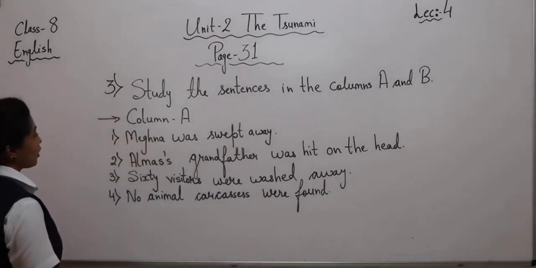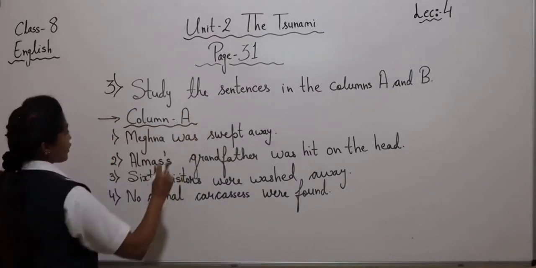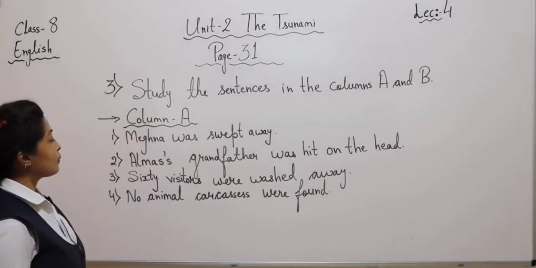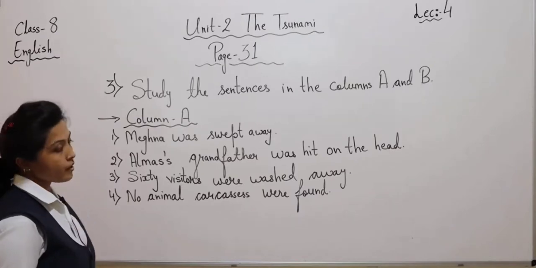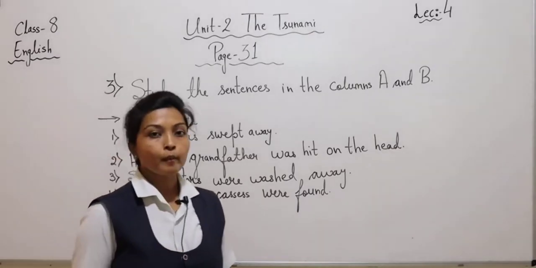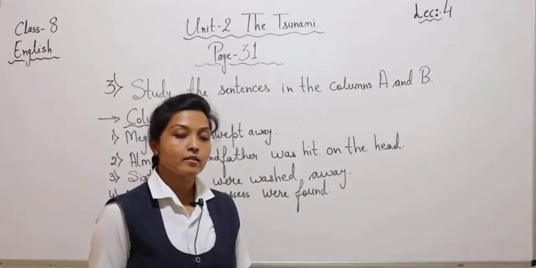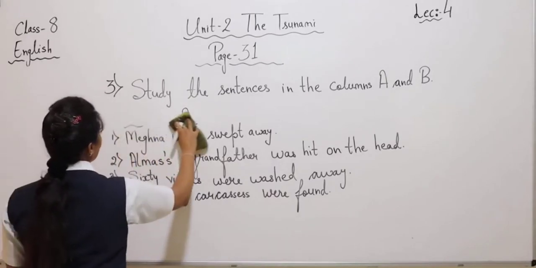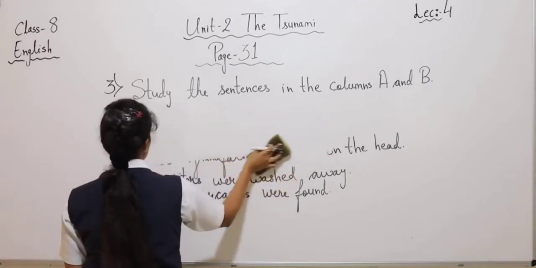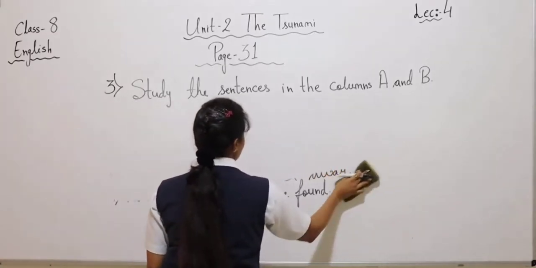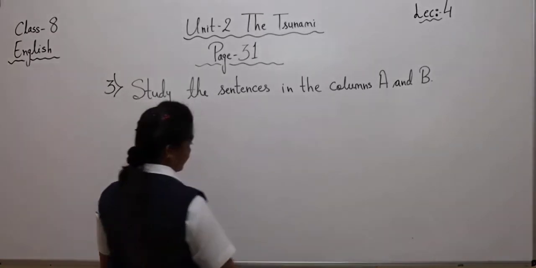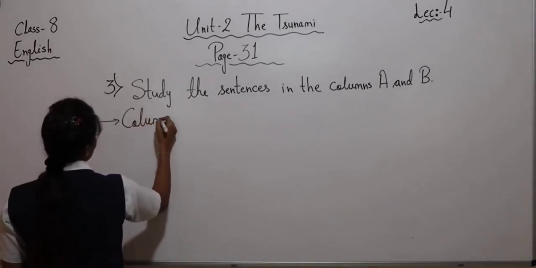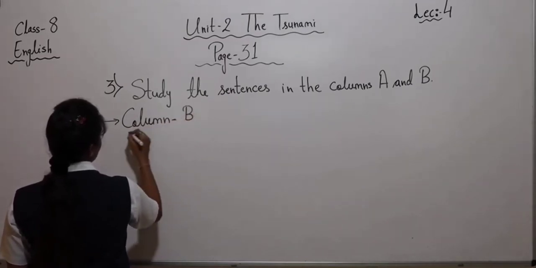Okay, this is column A. Now we are going to write down column B. We are writing columns A and B because the question is based on the given columns, which means we have to study the sentences. So for that we are writing, so note it down. Then after column B, now write down column B.